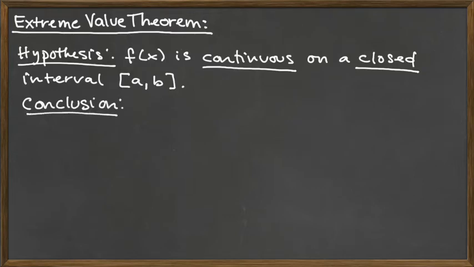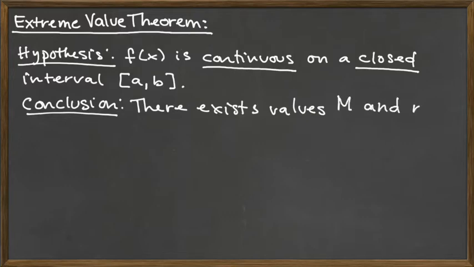And so the conclusion here for the extreme value theorem is there exist values capital M and little m. And these capital M and little m are going to be the locations of the global extrema, excuse me. So those capital M and little m are in the closed interval [a, b]. So they're the locations that give us our max and our min value. So we'll say such that.